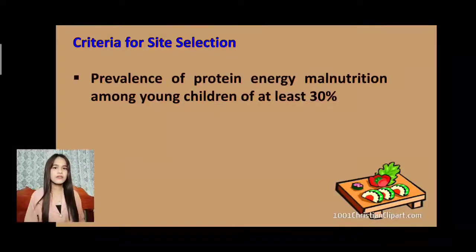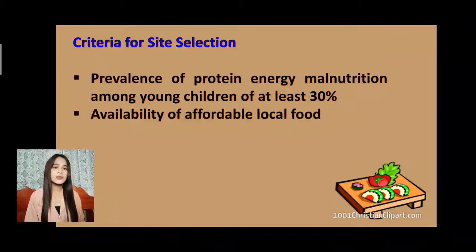Next, we have the criteria for site selection. First, we have the prevalence of protein energy malnutrition among young children of at least 30%. Next, we have the availability of affordable local food. So we will carry out an informal market survey, visit local shops and small markets to inventory food availability and price. We will also interview the shopkeeper and find out who buys the food and ask about food availability, whether it is seasonal or year-round, constant or sporadic.